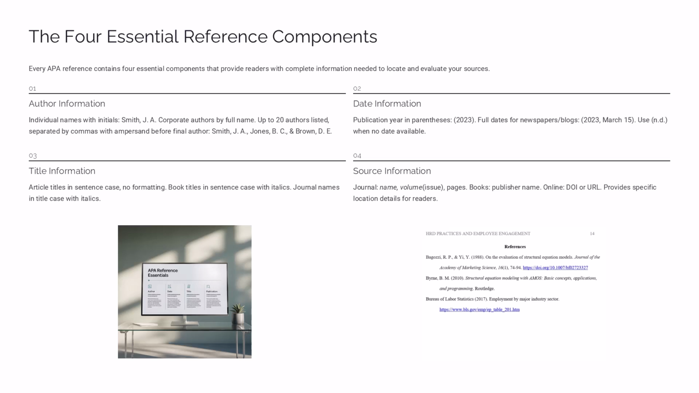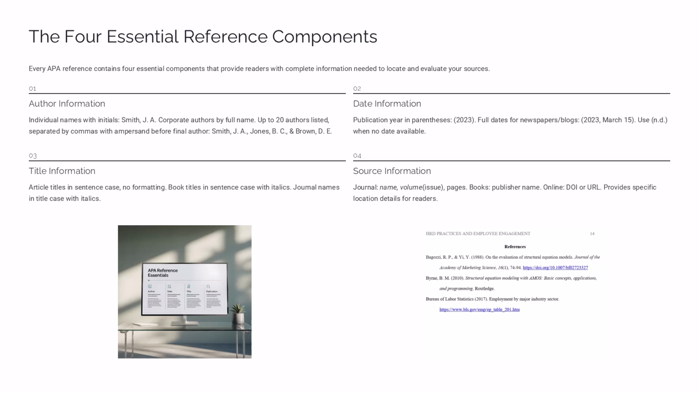Always enclose dates in parentheses immediately following the author information. For most sources, use the publication year, 2023. For sources with more specific dates, such as newspaper articles or blog posts, include the full date, 2023, March 15th. When no date is available, use n.d. for no date.